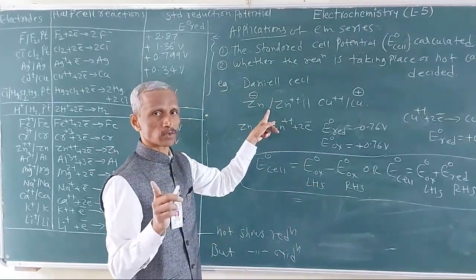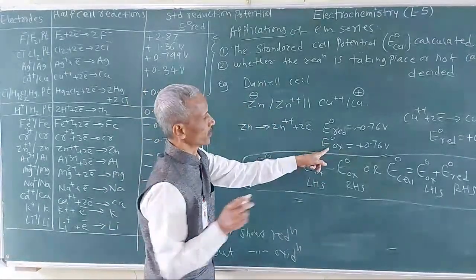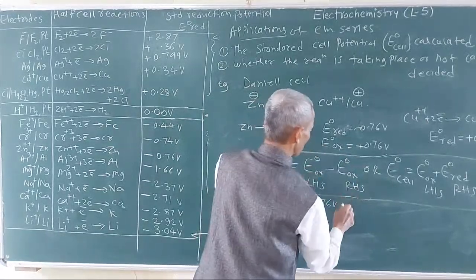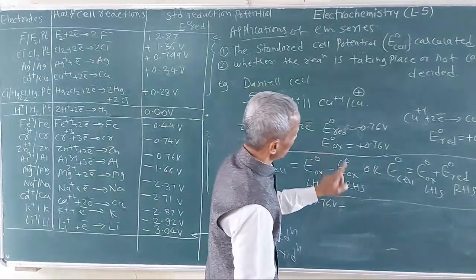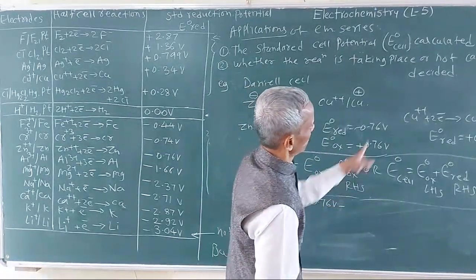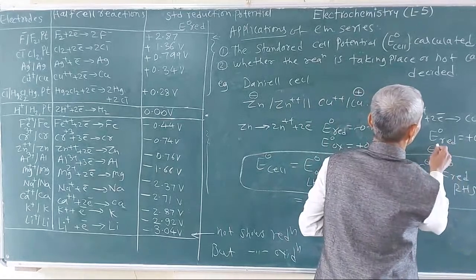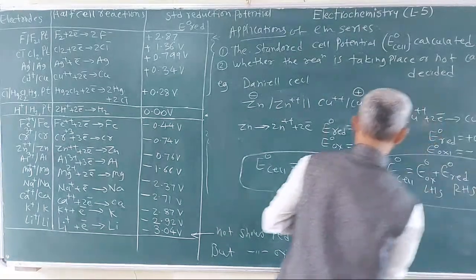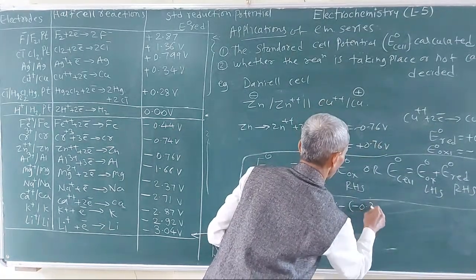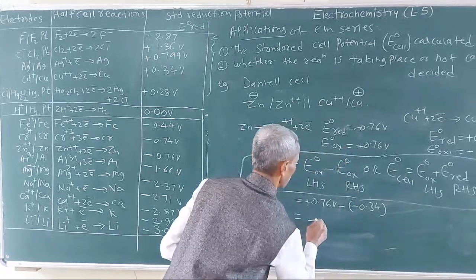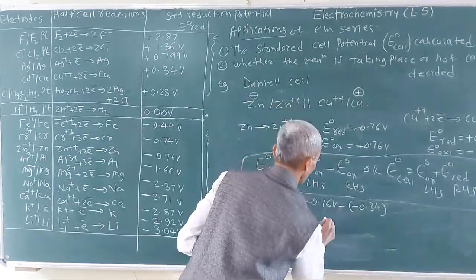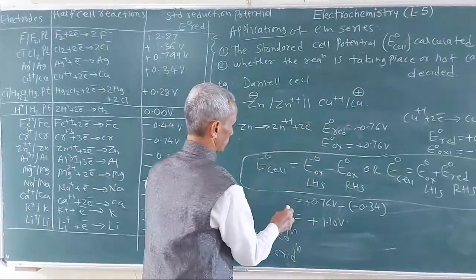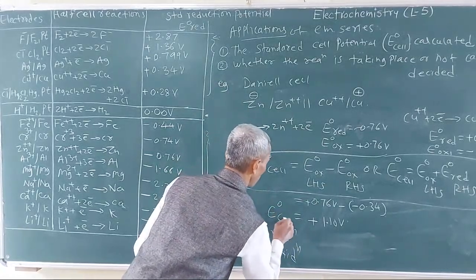It is always written to the left hand side, and its oxidation potential is 0.76 volts minus the right hand side oxidation potential. So this is the reduction potential. Its oxidation potential is equal to minus 0.34 volts. So here it becomes minus 0.34. Minus into minus is plus, so it becomes 1 volt. So here this reaction, this is the E0 oxide.